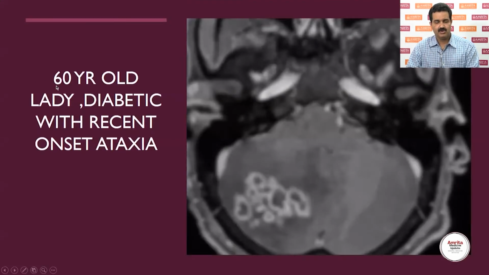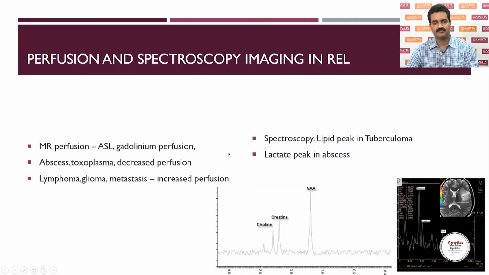So this is a 60-year-old lady who is diabetic with recent onset ataxia. What is the differential diagnosis of this ring enhancing lesion? This is a very common thing, especially in a diabetic with a history of TB or without TB. We can simply say this is a multiple loculated ring enhancing lesion. The usual differential is actually tuberculoma, multiple tubercular granuloma.